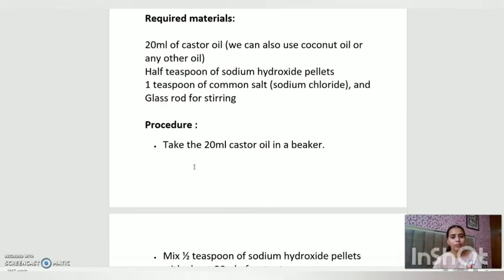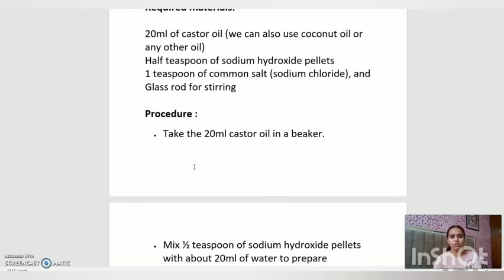How can we prepare them? We need 20 ml of castor oil. We can also use coconut oil or any oil, right? Half teaspoon of sodium hydroxide pellets. We need this. One teaspoon of common salt and a glass rod for stirring. For the stirring process, we need a glass rod.